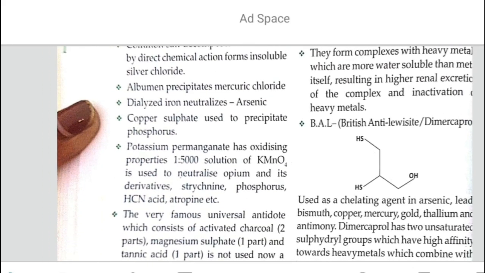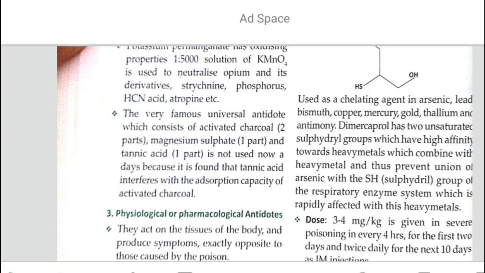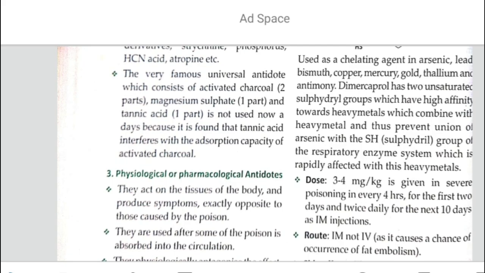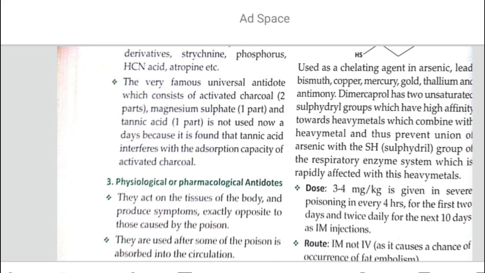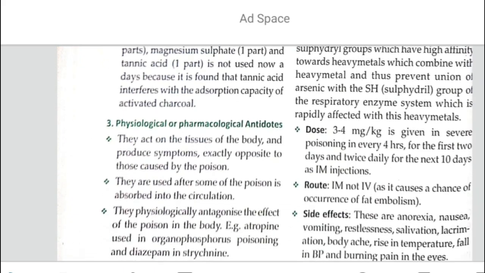A. BAL, British anti-lewisite, dimercaprol, used as chelating agent in arsenic, lead, bismuth, copper, mercury, gold, thallium, and antimony. Dimercaprol has two sulfhydryl groups which have high affinity towards heavy metals, and thus prevent union of arsenic with the SH group of the respiratory enzyme system, which is rapidly affected by these heavy metals.